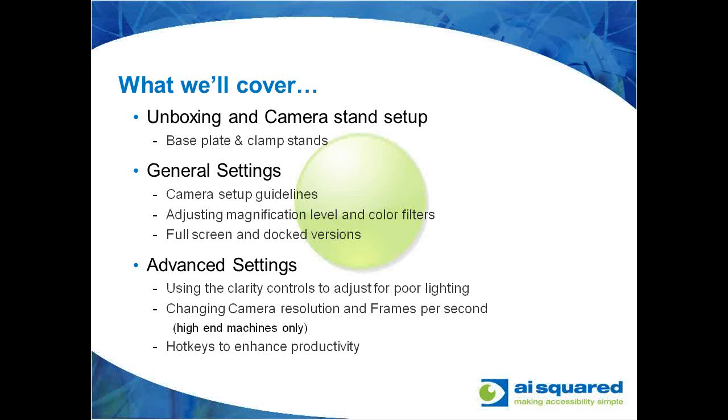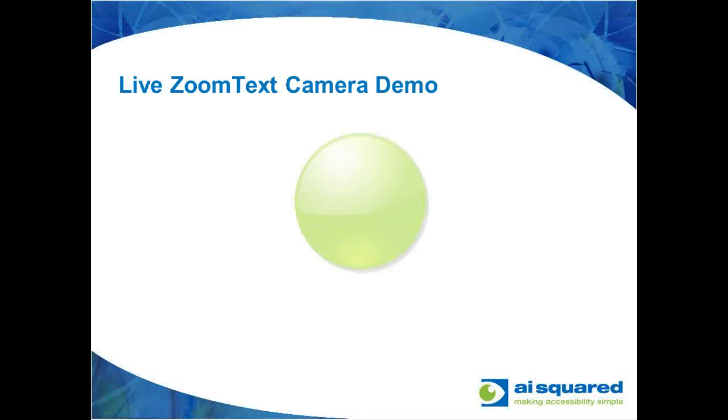And then we'll go into some other things such as changing the resolution and the frames per second of the camera. So if you have a high-end machine, you can increase the frames per second and get some better looking performance, smoother video quality on screen. Lower-end machines are really going to struggle with that, so just a caution there. You want to have a pretty current machine in order to do that. And then we'll go over some of the hotkeys as well.